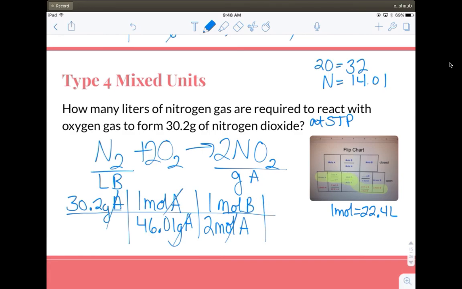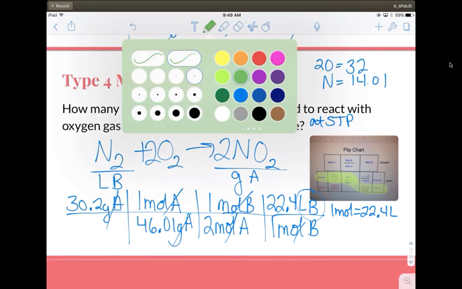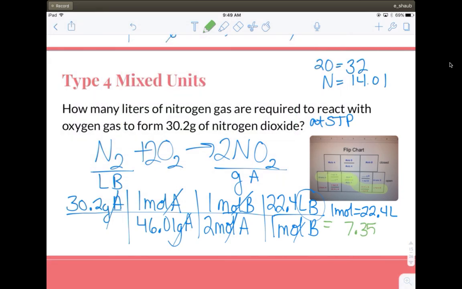Now, instead of going to grams like the last 2 problems, now I know that 1 mole of B, or that 1 mole of gas, occupies 22.4 liters. So the only thing that we're changing here in this problem is that we're using 22.4 instead of the molar mass. So the math is the same. I would multiply 30.2 times 22.4 divided by the quantity. And with 3 sig figs, I would get my final answer to be 7.35 liters of N2.